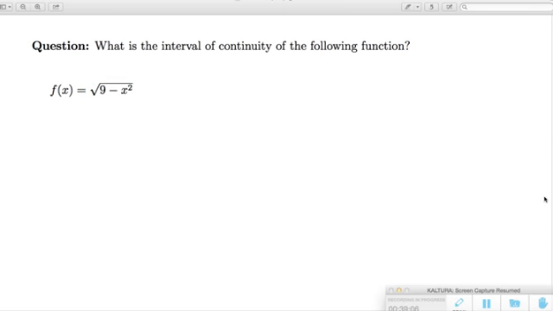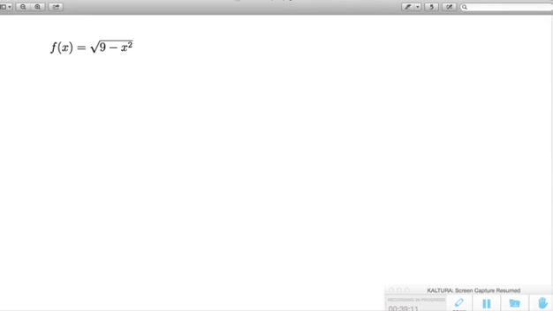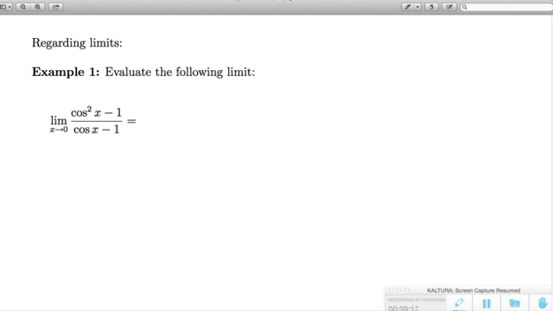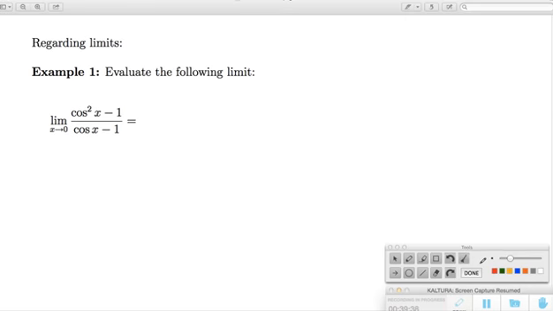But in the interest of discussing continuity, it is important that you're able to take limits, in particular if you have difficult functions. And that includes the trig functions, logarithmic functions, and exponential functions. So what we're going to do is backtrack a little bit and talk a little bit more about limits here. So if you look at example 1, they're asking us to evaluate the following limit: cosine squared of x minus 1 over cosine of x minus 1, where x is approaching 0.